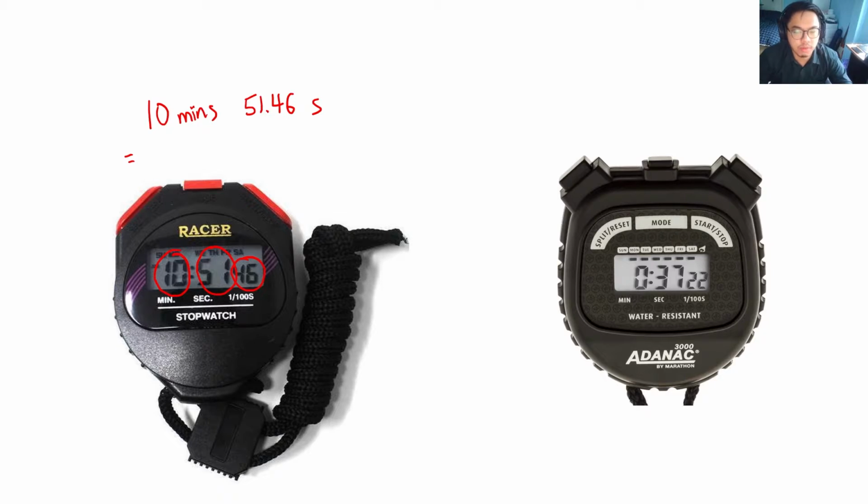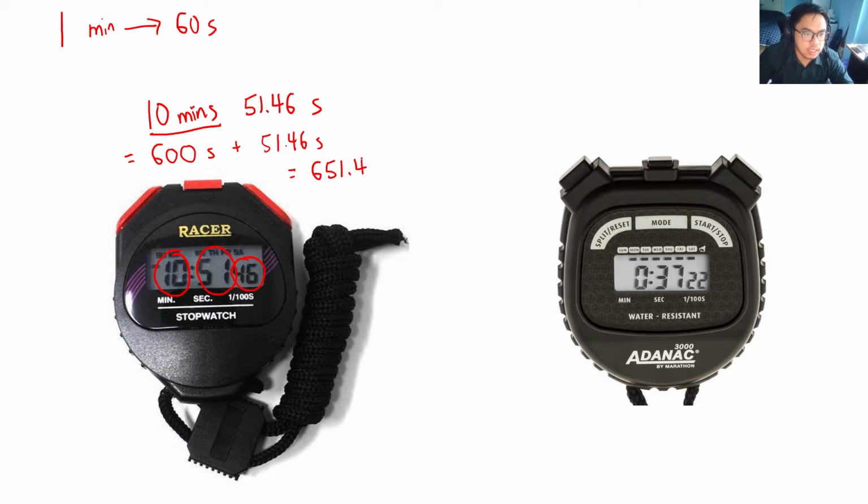So sometimes when you are doing your measurements in time, you have to convert everything into one unit. So usually you will be asked to convert it to seconds. So you convert everything to seconds. 10 minutes, you convert to seconds. You know that 1 minute is equal to 60 seconds. So if you have 10 minutes, that will be equal to 600 seconds. And then you add that to 51.46 seconds, and 10 minutes, 51.46 seconds is exactly 651.46 seconds.